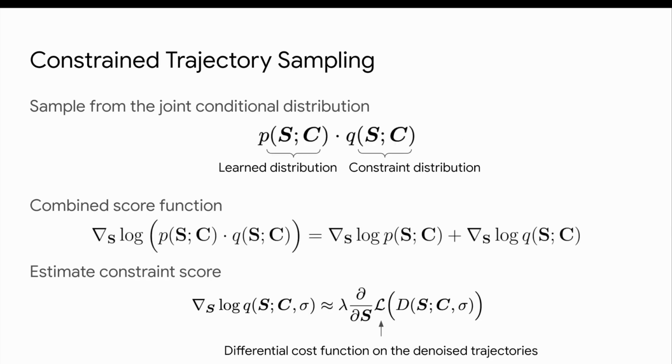Furthermore, we can perform constrained trajectory sampling by injecting additional constraints in the form of a differentiable cost function. The key insight is to sample from the joint conditional distribution between the learned distribution and the constraint distribution. The combined score function can be seen as a simple addition of the two scores. The constraint score can be approximated by the gradients with respect to the differentiable cost on the denoised trajectories.